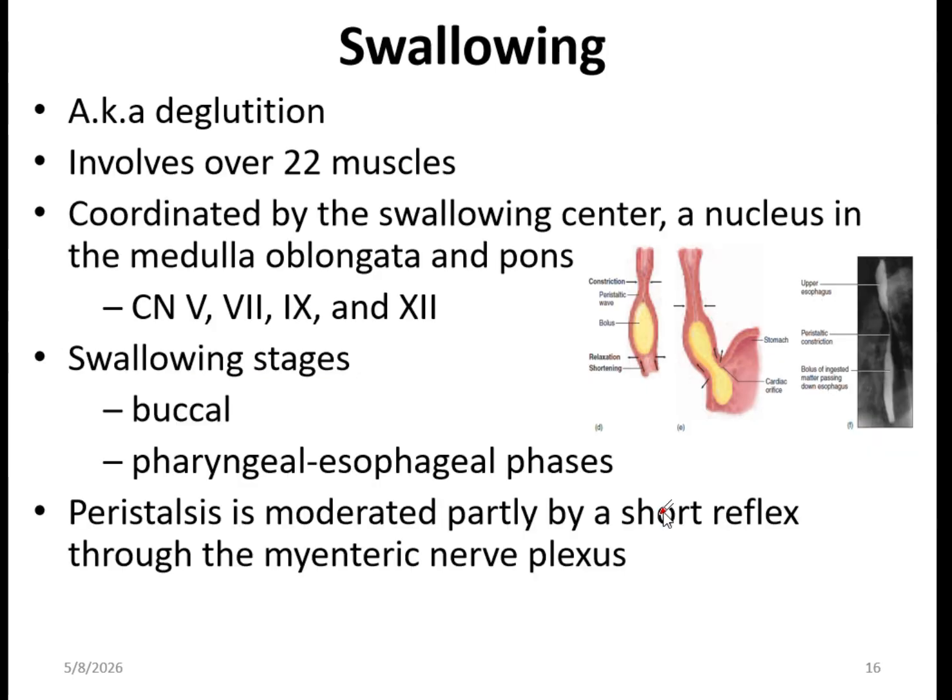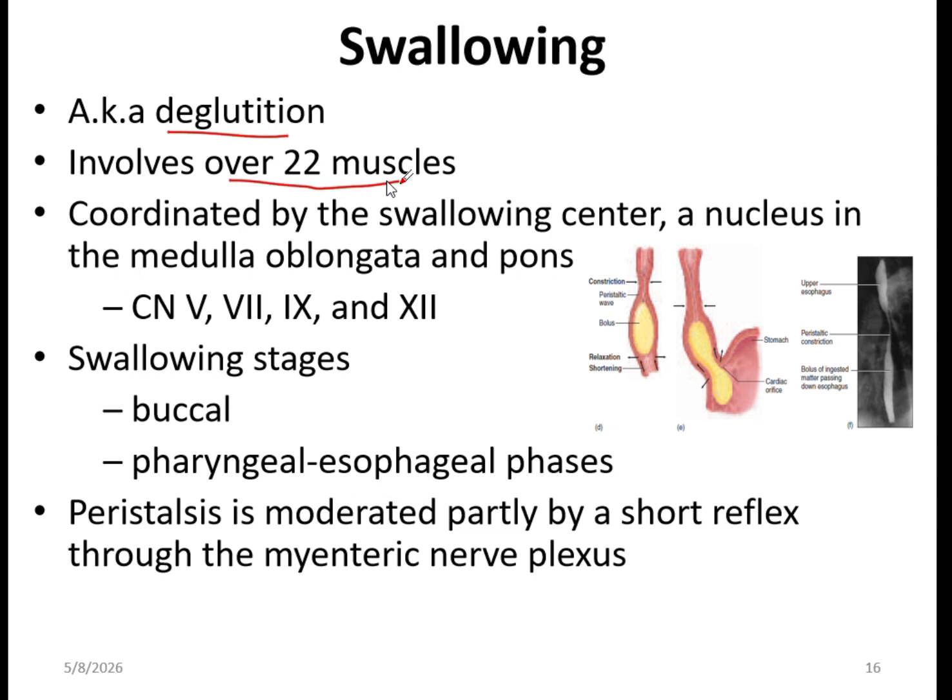So next we can talk about swallowing, right? Swallowing means deglutition. It involves over 22 muscles. Whenever you swallow your food, you know that bolus. What is bolus? Bolus is the salivary enzyme plus food. Saliva plus your food is known as the bolus. Whenever bolus enters, whenever you are swallowing, right?